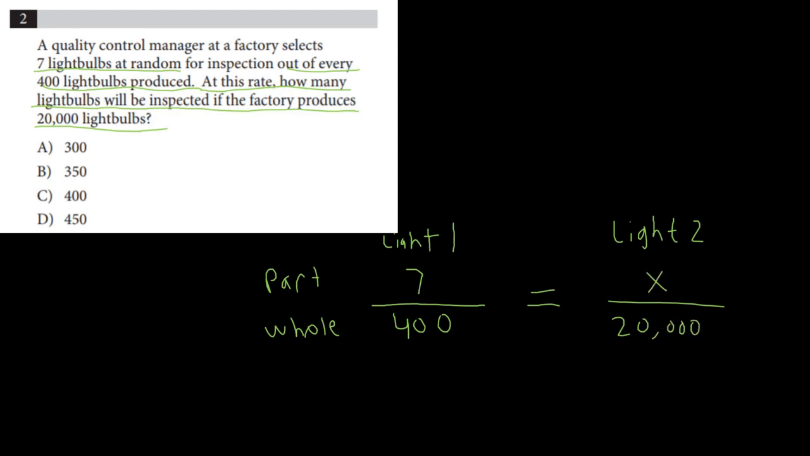From here, we always cross multiply. And I'll show you guys the tricks for zeros. So 7 times 20,000, I know it's 7 times 2, which is 14. And from here, I count how many zeros there are. There's 1, 2, 3, 4. And so here I know to add 4 zeros also. And then equals 400x.